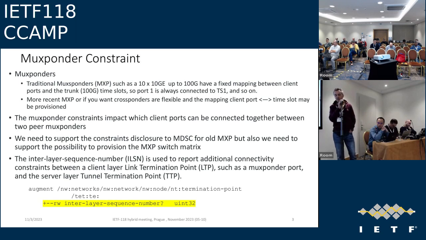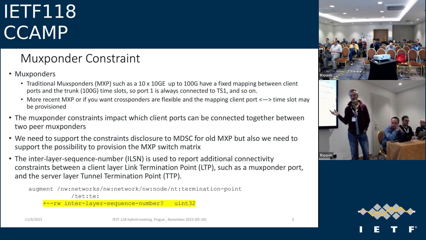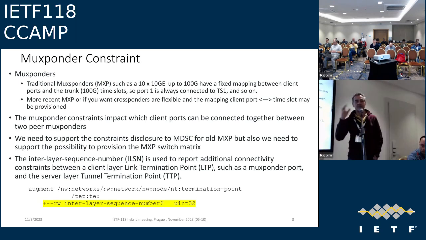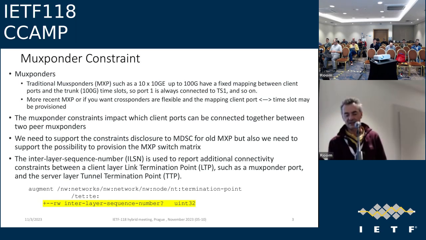For muxponder constraint, the problem was that the traditional muxponder, like 10 by 10 gigabit, has a fixed mapping between the client port towards the line, so the client port towards the time slot related to the line. Now there is also the new muxponder that instead is flexible, so the mapping of the client port and time slot may be provisioned.